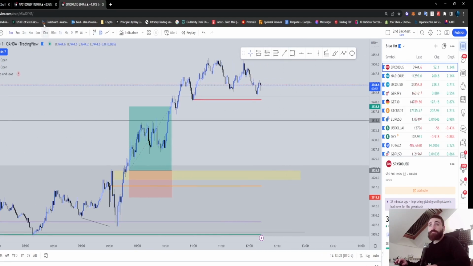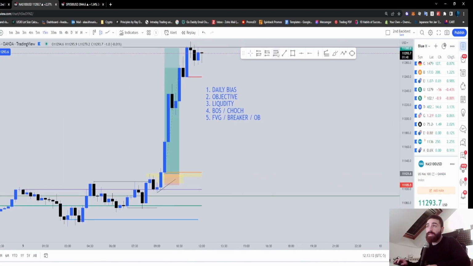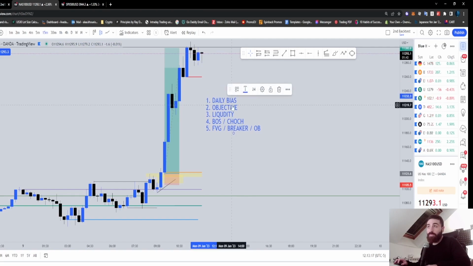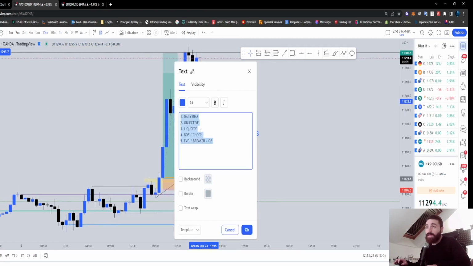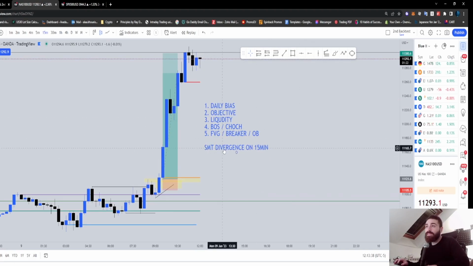So what did we have? We had the daily bias bullish. We have the objective, which is also, we found the objective bullish. We saw the liquidity on the 1 hour time frame. I'm gonna add here SMT Divergence on 15 minutes. Basically this is the game changer right here. It gives us such a high probability.